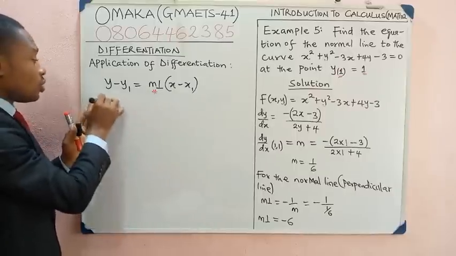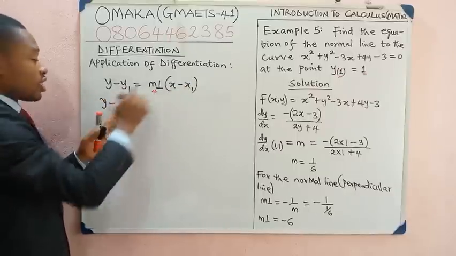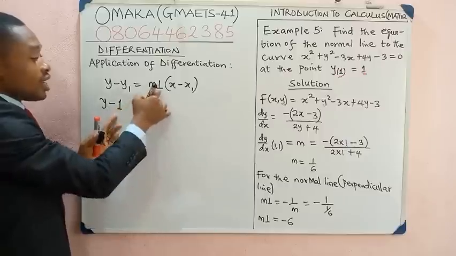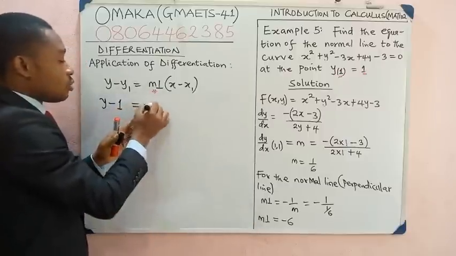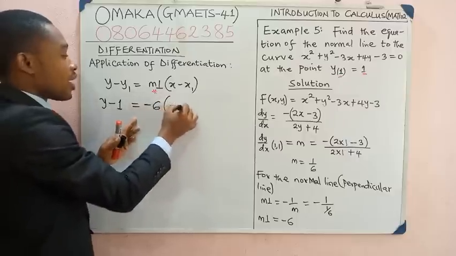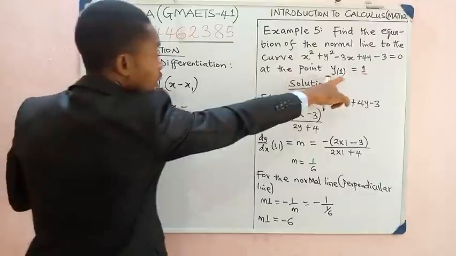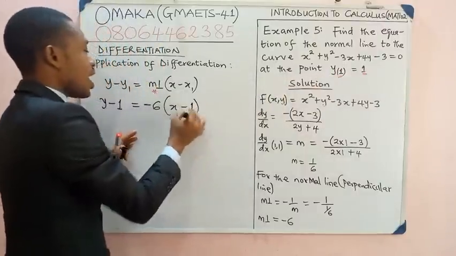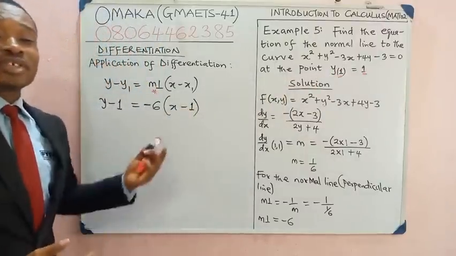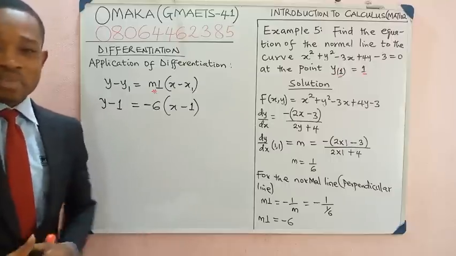Normal line. So we go y minus y1, which was given from the problem to be 1. Then m perpendicular, the gradient of the normal line, is minus 6. Open bracket, x minus x1, was also given as 1. So we're going to substitute that, and then our problem is solved; we just simplify, as normal in your mathematics.